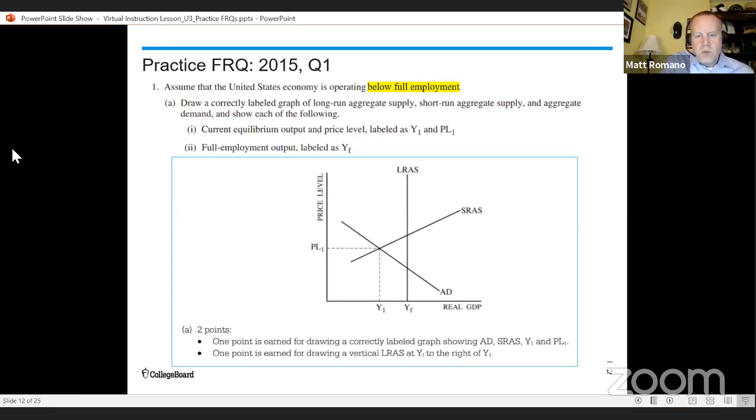You've got price level on the Y, real GDP on the X, PL1 and Y1, where SRAS and AD intersect, and that Y1 is less than YF. So if you've drawn a graph like this, then you earn 2 points. You've earned all possible points. Okay, again, this is a case where we can follow directions, and if we read carefully and we know what to look for, we're going to do just fine.